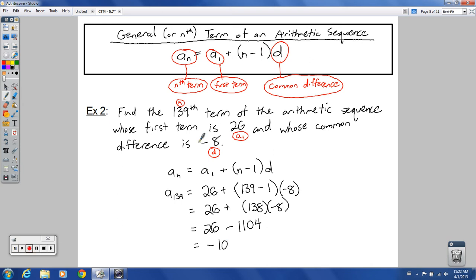As we should have expected, we were going to get negative pretty quickly here. After the first 3 terms, we're going to start to get negative there because you'd be taking this minus 8. The second term would be 18, and then 10, and then 2, and then -6, and so on. So -1,078 is what the value would be of the 139th term.